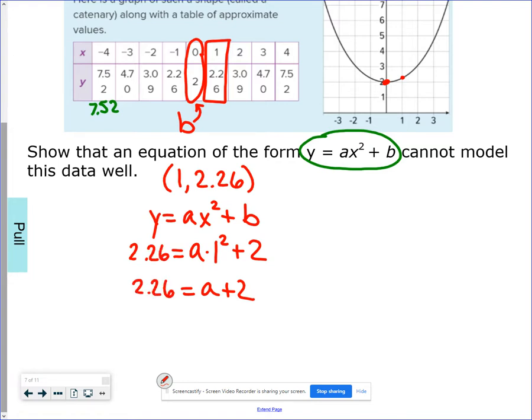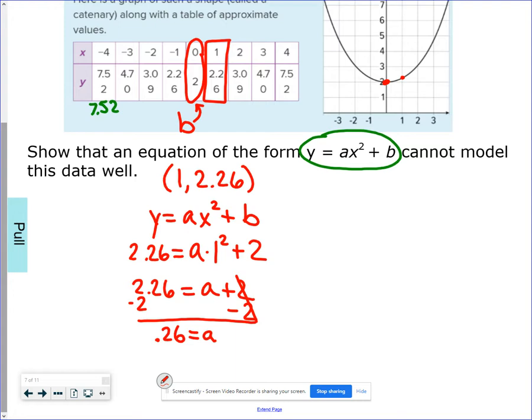So to get the a all by itself, to figure out what that constant should be, that coefficient, I'm going to subtract that 2. So this is just 0.26. From that ordered pair, if this equation works, if I've got the right b, which I do, and I've got this ordered pair that works, a should be 0.26.